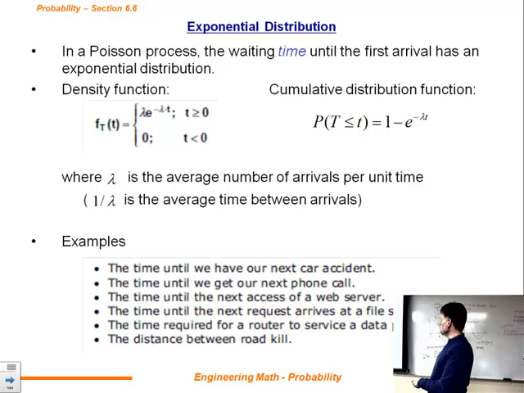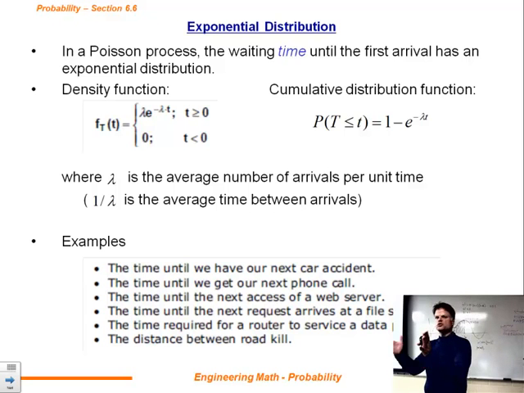The time until we get our next phone call, the time to the next access of a web server, the time until the next request arrives at the file server, the time required for a router to service a data packet. So it's a time. So you start the stopwatch when the packet arrives, and you wait until it's finished processing, and that might be exponentially distributed, say. How far we have to go before we see our next roadkill on the road. So these are all exponentially distributed variables.